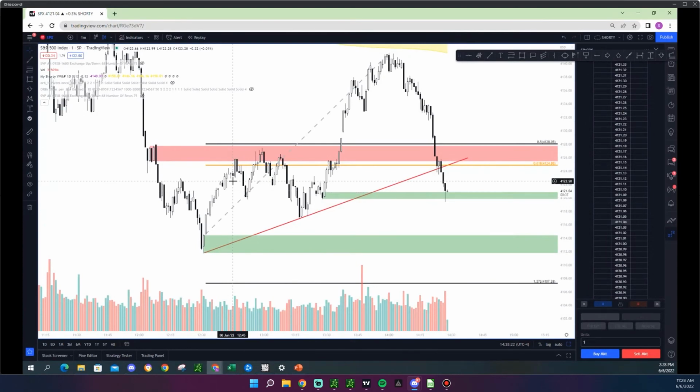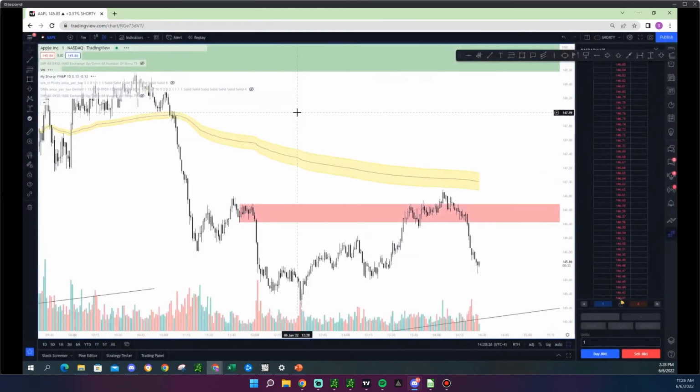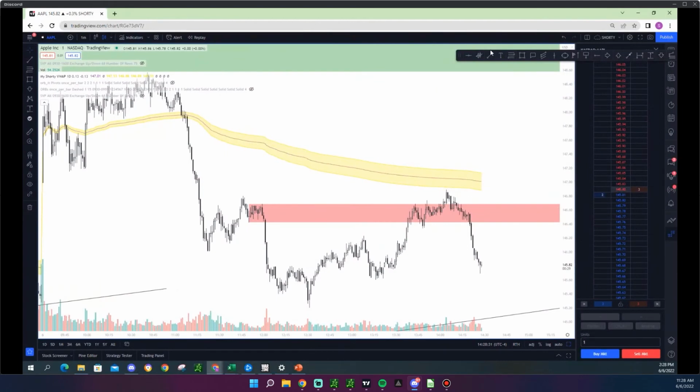I've just played Apple bear flags all day on the Heikin Ashi candles. That's probably the easiest thing you can do on Apple because it plays well. You had higher lows here. This was your entry. And then you had a.